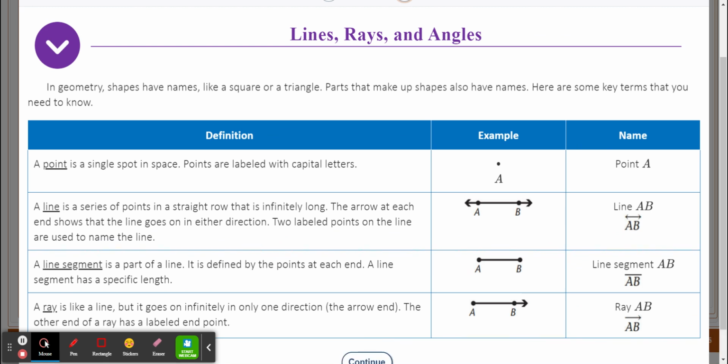The first one is a point. A point is just a single dot anywhere. And you just write that using a letter.